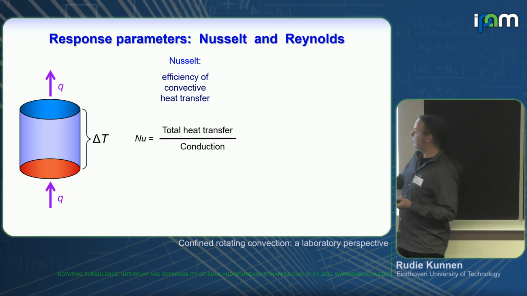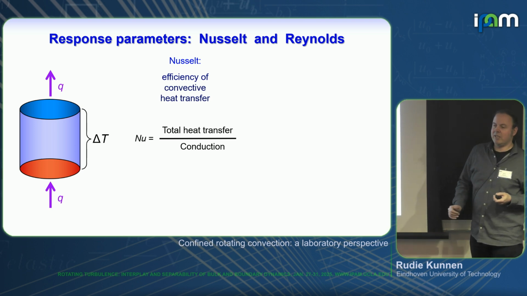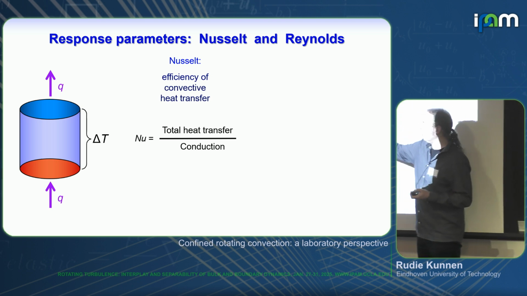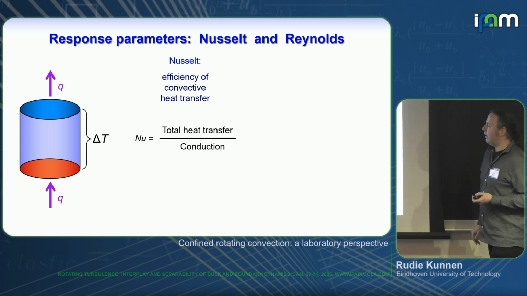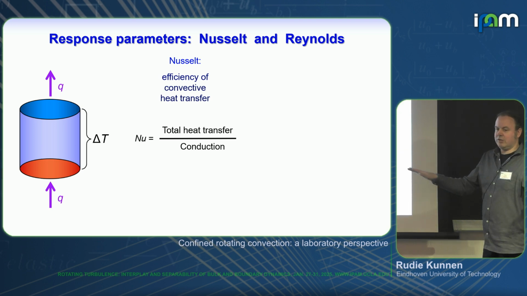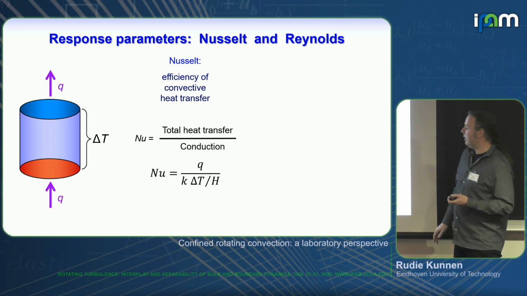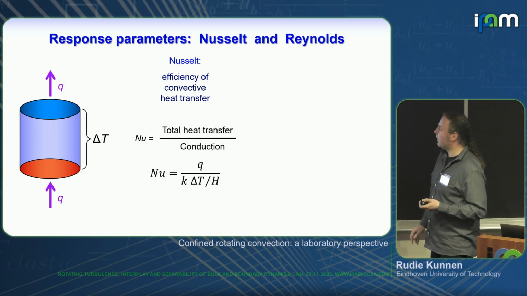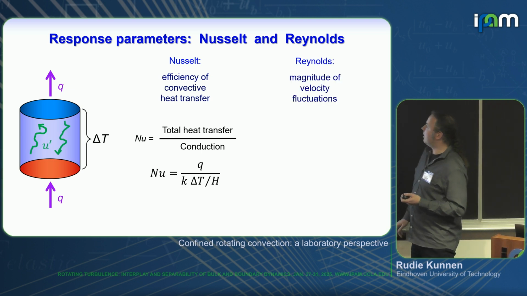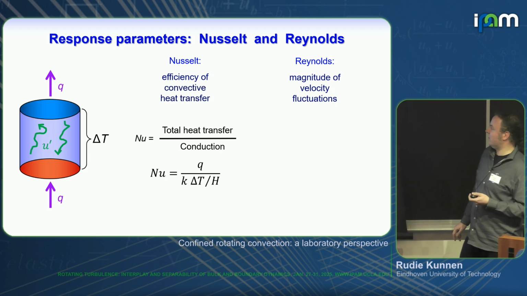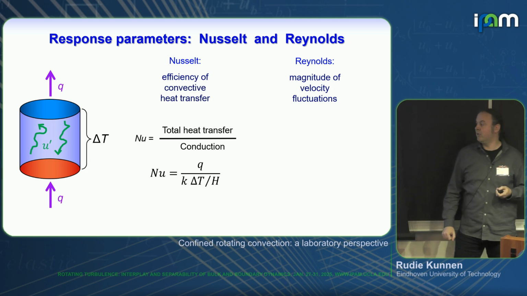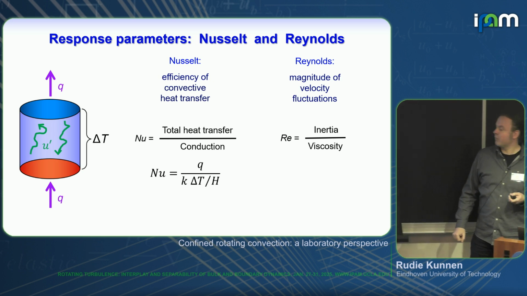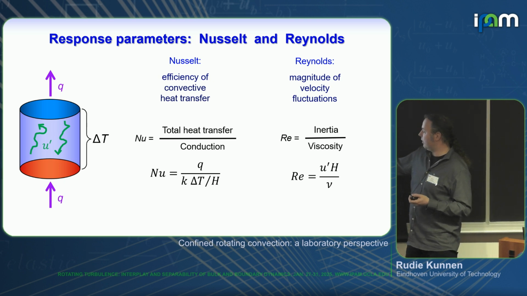You can also write it as total heat transfer normalized by the conductive contribution, where total heat transfer is convection and conduction. So Nusselt number equals 1 means that there's no fluid motion going on. We can actually measure this parameter quite well in experiments. Another thing that will come out is the Reynolds number, so the magnitude of the velocity fluctuations that happen. Another way to write this is inertia over viscosity, and we can compute it as such.